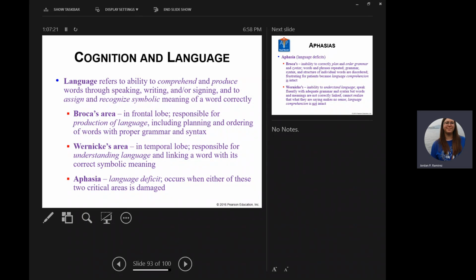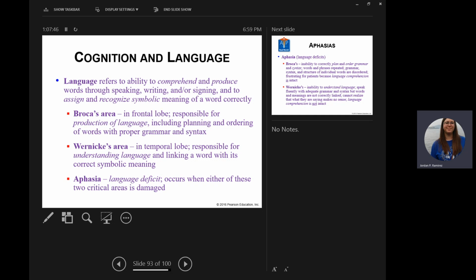I would know this. Broca's area is in the frontal lobe, left side only. It is responsible for production of language, so it includes planning and ordering of words with proper grammar and syntax. Wernicke's area is in the temporal lobe, on the left side only, and is responsible for understanding language and linking a word with its correct symbolic meaning.